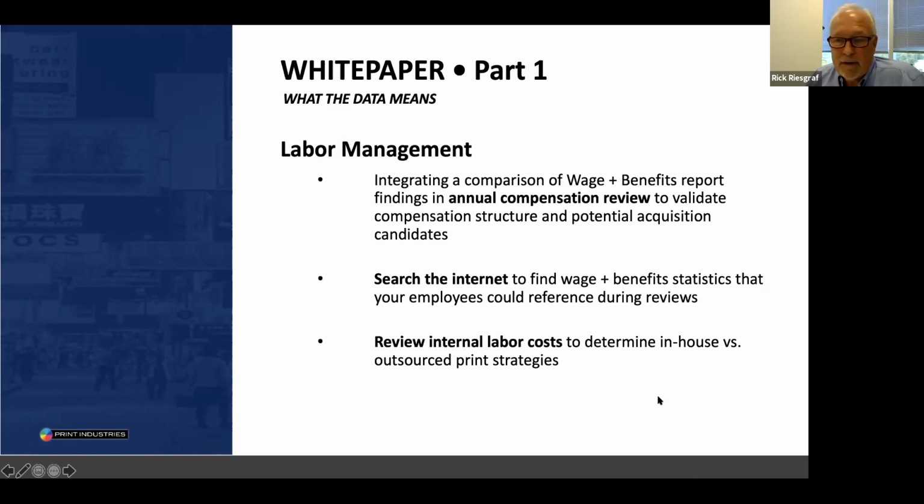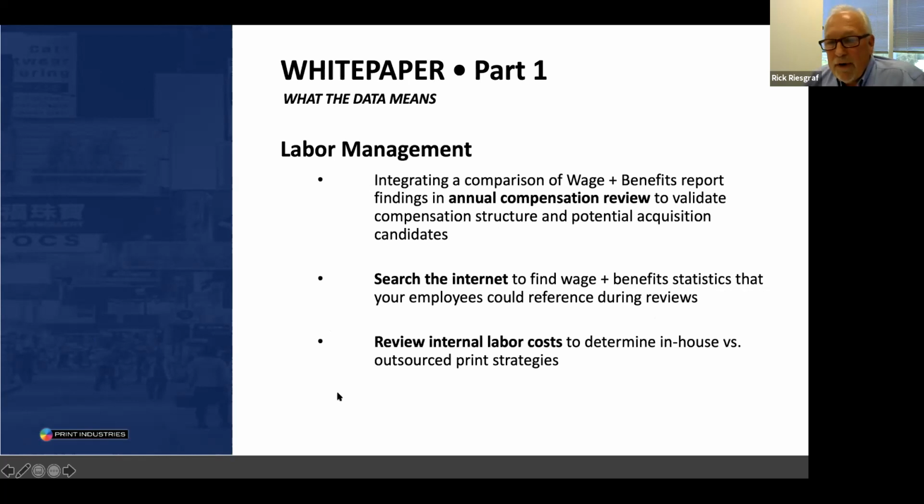One of the things that probably most of our members and our clients use it for is to assist them in their annual compensation review, to validate their own structure, potential raises, looking at where they're going, and just making sure that they're not out there on an island. And it's been extremely useful in that regard. I have a lot of my clients that use this as a point of reference before they start that process each year, and it's been extremely helpful.